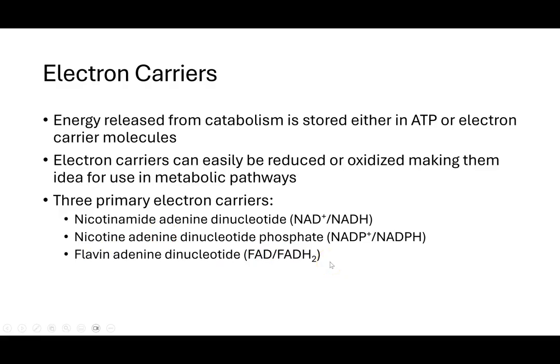This one's a little different, as you can see. The charges are different than the NAD and NADPH molecules. So this FAD, this is the oxidized form, and then reduced is going to be FADH2. So this structure, we don't need to get into all of the inner details of this, but these are not going to have charges to them.